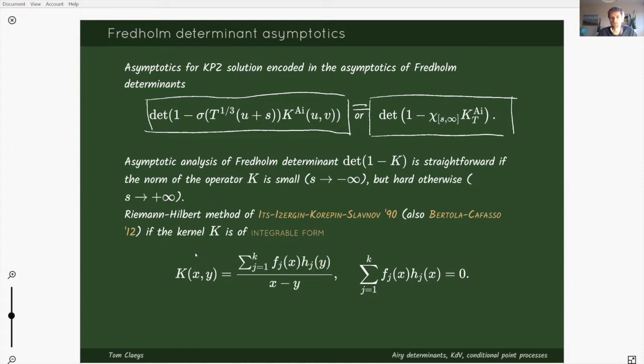And that brings us back to John's question, because as I said, this finite temperature Tracy-Widom distribution, this kernel, this deformation of the Airy kernel, cannot directly be written in this form. So this is what is called the Its-Izergin-Korepin-Slavnov integrable form of a kernel. And if you have such a form, then you can characterize, as John already said, the determinant or logarithmic derivatives of the determinant in terms of a Riemann-Hilbert problem.